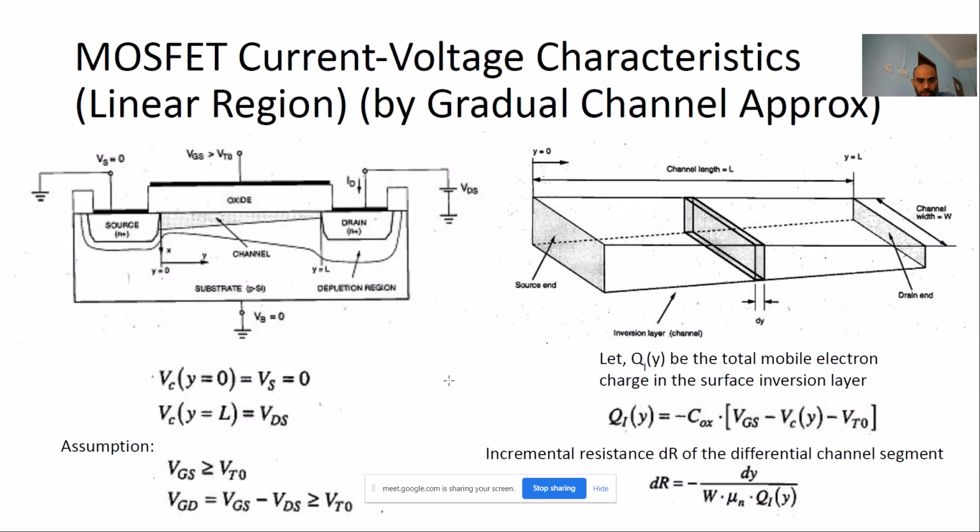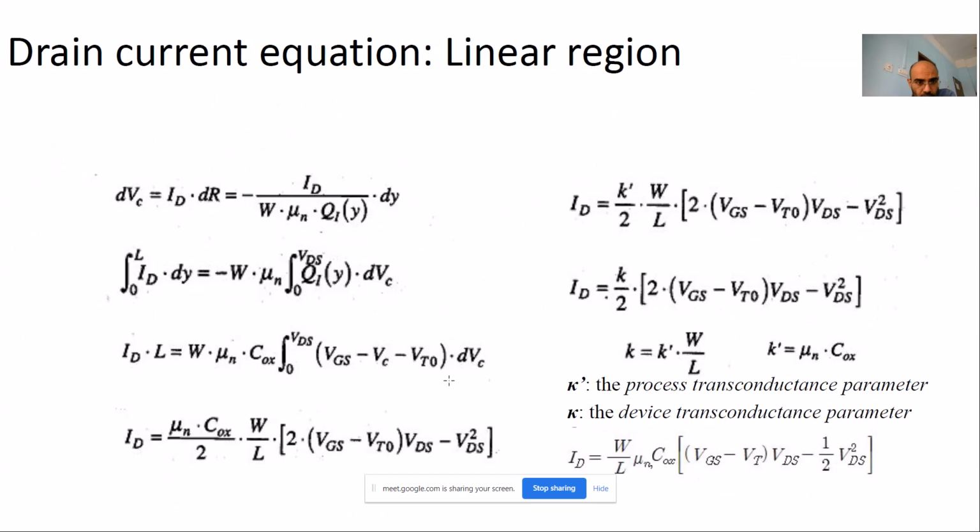So, the drain current equation. Now you see, this is what the basic things we have accumulated, and now let's see that to derive the drain current equation, what we have to do is just use this. So if I want to find the change in voltage, I can write this as dVc is equal to ID into dR, the resistance of this infinitely small region. If you substitute the resistance formula here, you get this formula. And this is important.